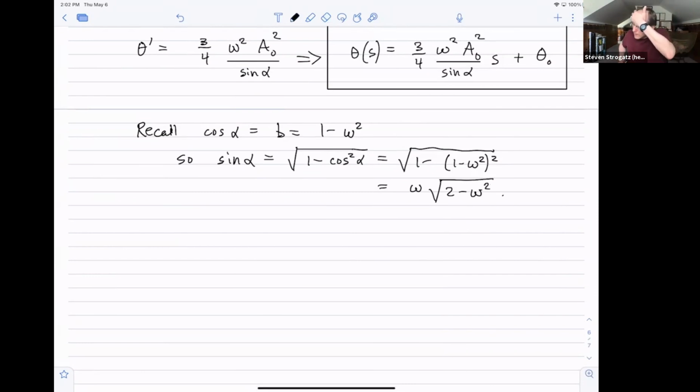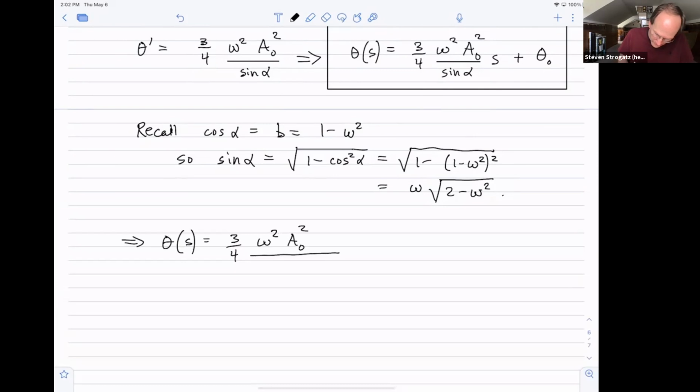Okay, so I kind of like that. I could clean up the whole thing. Let's see. So theta of S, which is what I'm interested in, is 3/4 omega squared A0 squared over what I just calculated, omega square root 2 minus omega squared, that whole thing times S plus theta 0.